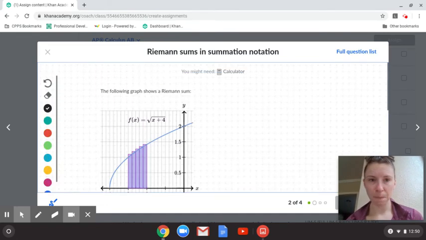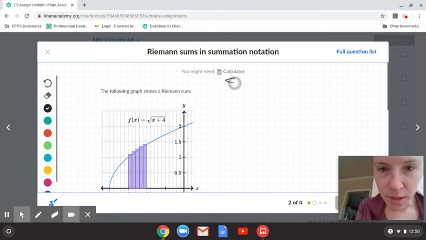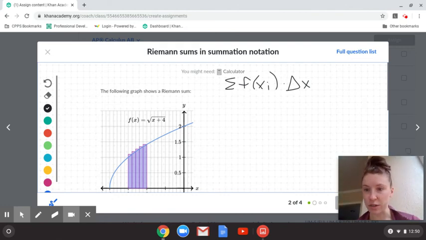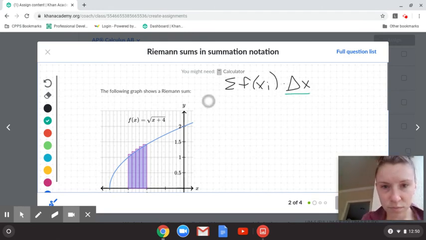Okay, so again, let's write out our notation here. So we get a summation of f of x sub I times our width. We eventually want an answer like that. We have to figure out all these things. So again, change of x equals b minus a over the number of rectangles.